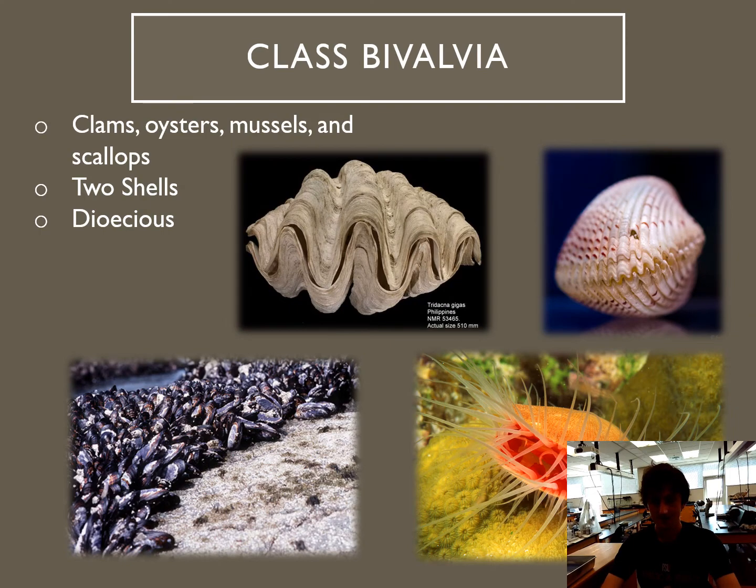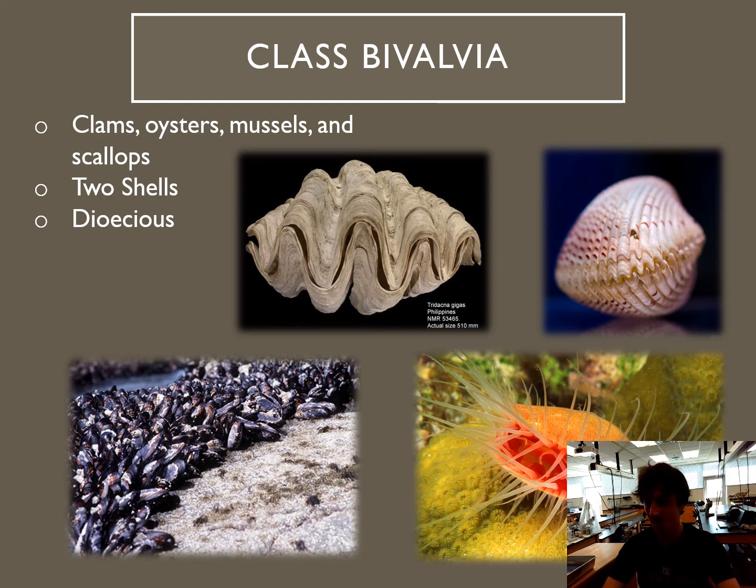So the next class is the bivalves, and these are the mussels, the clams, the oysters, and scallops. So this is an extremely diverse class. It's found in almost all freshwater and marine environments.